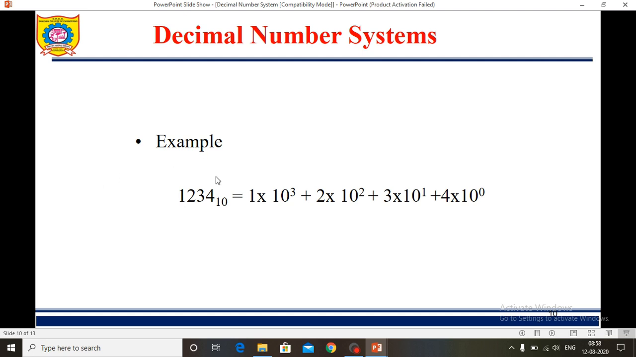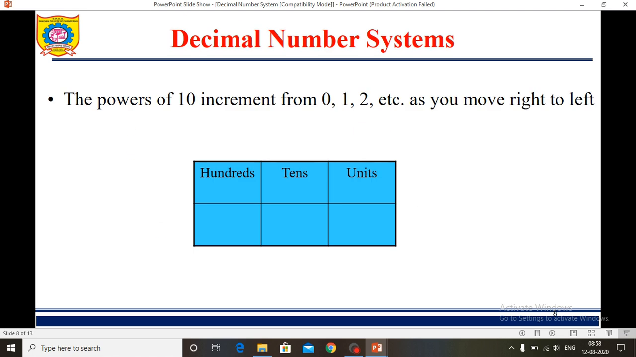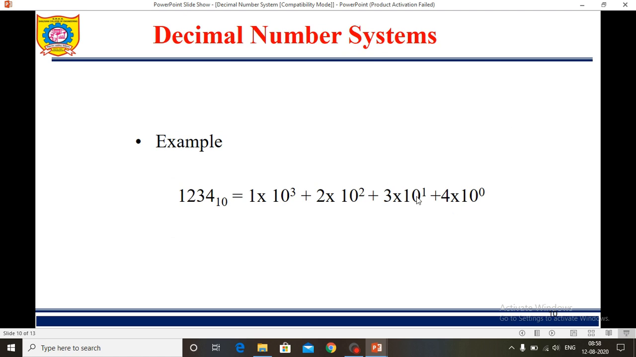See, we are going to start from the right hand side. 4 into 10 raised to 0. Here the power of 10 increments from 0 to 1, 2, 3, 4, 5, 6, etc., and we are supposed to move from right to left. So this is our right hand side, this is our left hand side. Whenever we move from right to left, the power increases. Initially, the rightmost digit is 4, so 4 into 10 raised to what power? 0, because it is the rightmost element. Already I have told you, the units place is always represented by a power of 0.